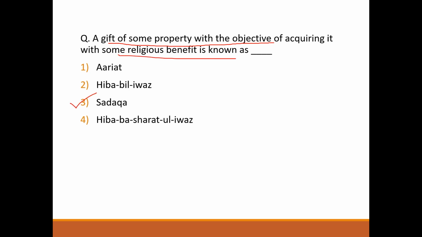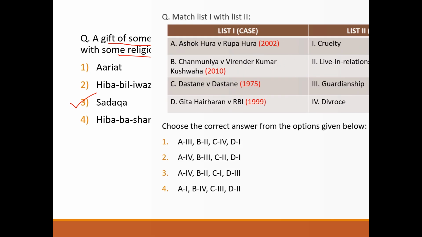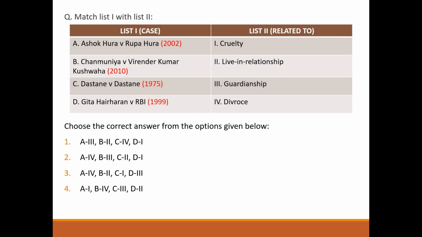Next question. Match the following. List 1 cases, list 2 related to. Ashok Hurra versus Rupa Hurra, divorce. Chanmuniya versus Virendra Kumar, live-in relationship. Dastane versus Dastane, cruelty. Githa Hariharan versus RBI, guardianship. So answer will be option number 3.